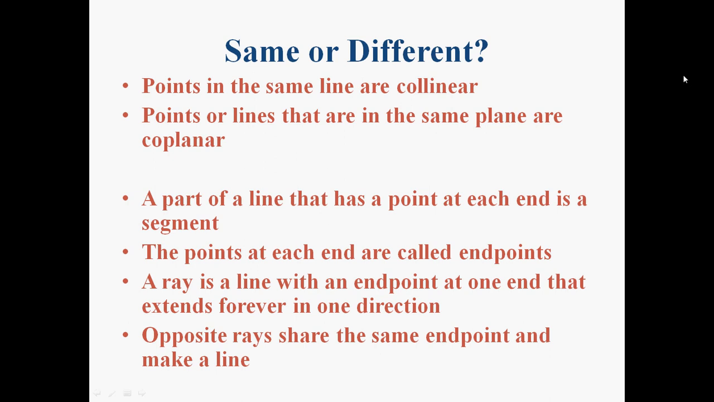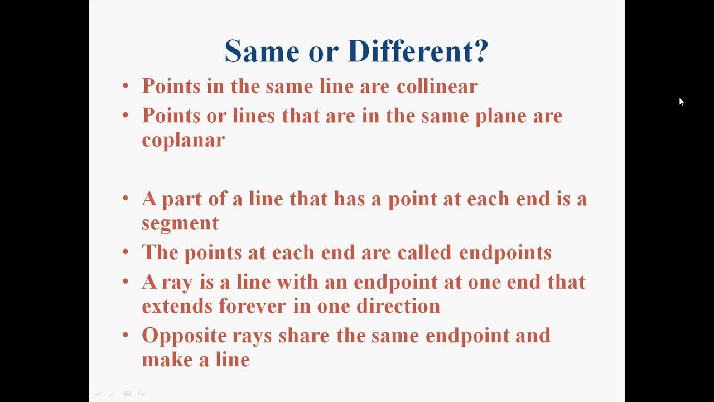When we think of lines and points, we have other definitions that are fairly obvious. Two points that are on the same line would be collinear. You can think of a copilot. They're on the same airplane. Coplanar means they're on the same geometric plane.